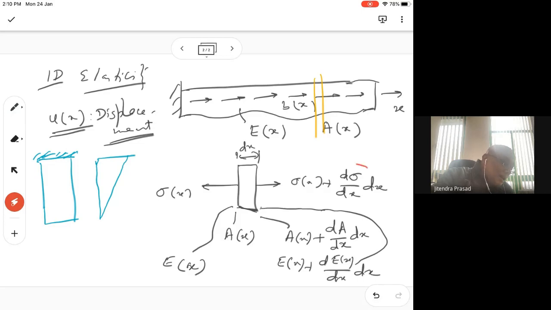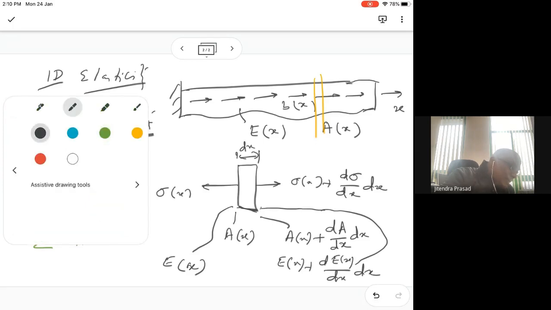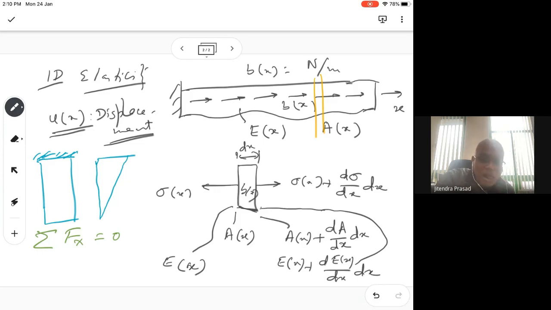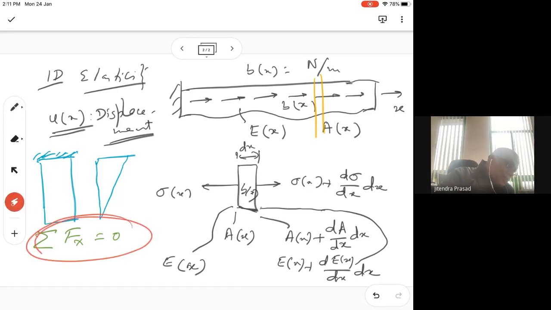Okay, now given this, we always have to find out the equilibrium. Equilibrium is summation of all the forces in x direction has to equal 0. Have we pointed out everything? One thing we missed is the body force Bx. The Bx is in Newton per meter kind of unit. This is a distributed force. So we write here Bx. Depending on what the volume is, we have to find out the actual total force. Now, total force has to be equal to 0.